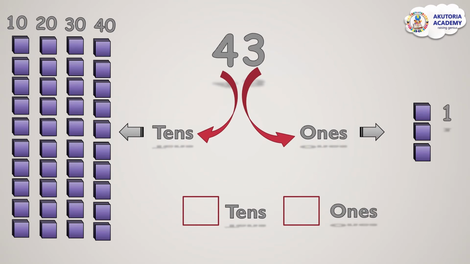Then we have 1, 2, and 3 in the ones position, where we have 3. The value of 3 in the ones position in 43 is 3. So 40 plus 3 gives us 43. Therefore, 43 has 4 tens and 3 ones. That is to say, we skip counted 4 times to get the value of 4 in the tens position, and we skip counted in 1 three times to get the value of 3 in the ones position.